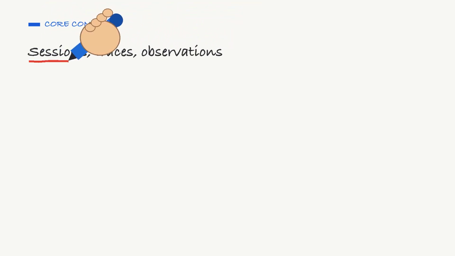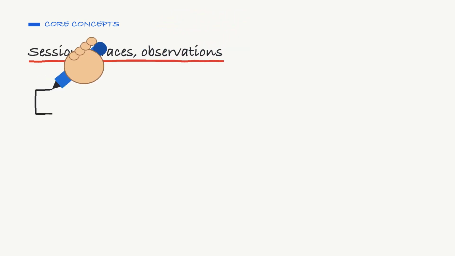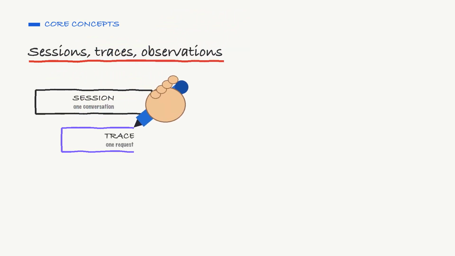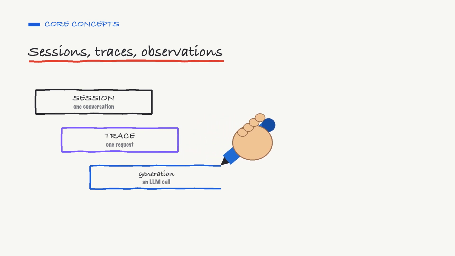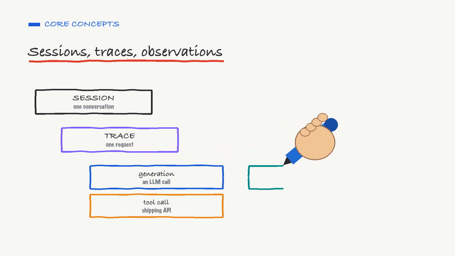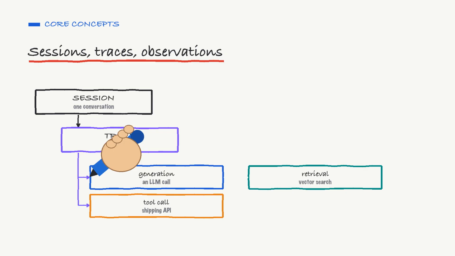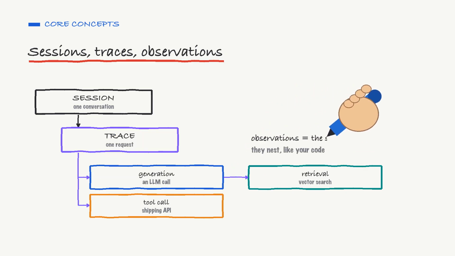3 words to know, straight from the docs. A session is one conversation. A trace is one request inside it. And observations are the individual steps inside a trace. A generation, which is an LLM call, a tool call, a retrieval step. Observations can nest inside each other, so the trace ends up shaped exactly like your code.